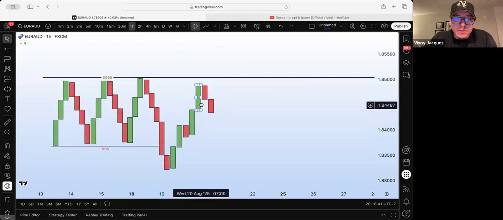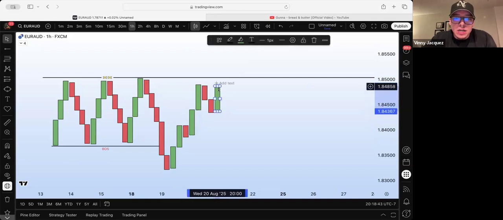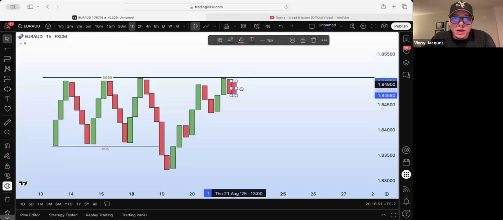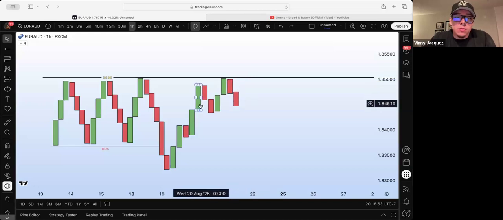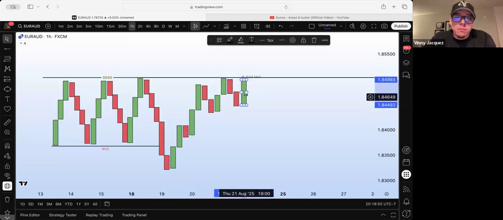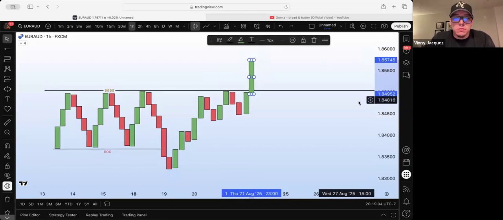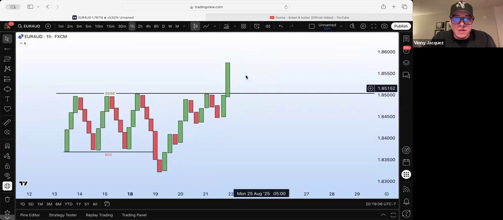Now, this is the thing, guys. Sometimes the market's not always clean and crispy. What if the market wants to do something like this? Touches your zone again, and then we have another pullback. And then the market breaks out. Boom. Nasty rally. Nasty, nasty, nasty rally, guys. Would you consider that a change of direction?